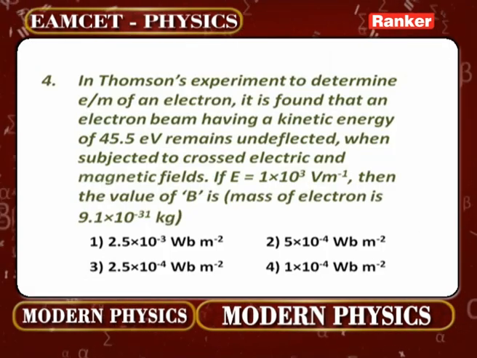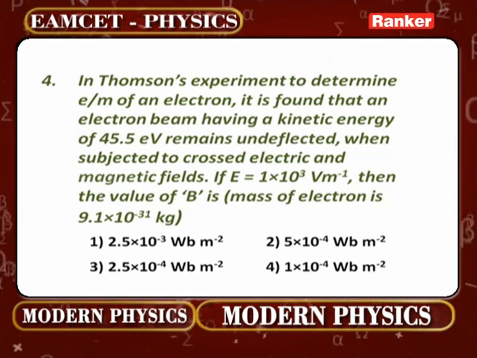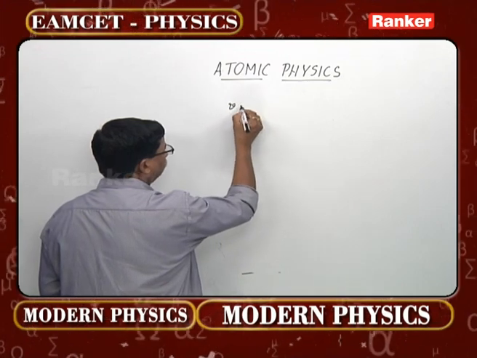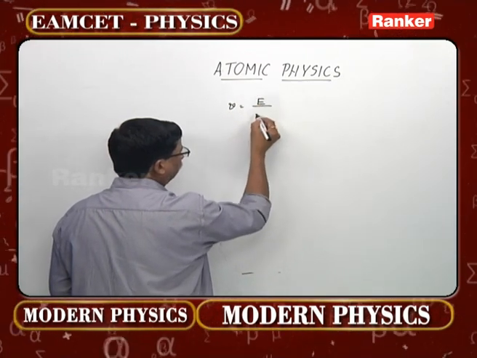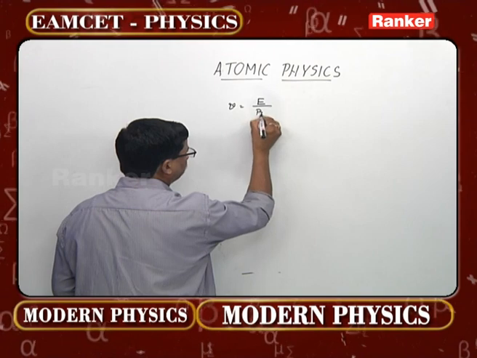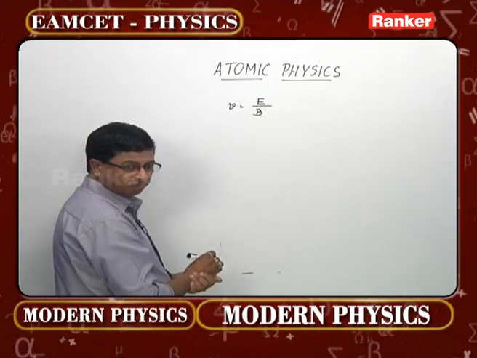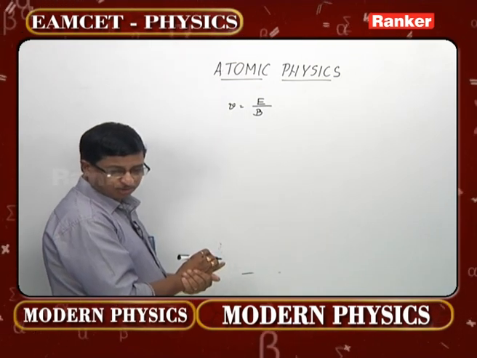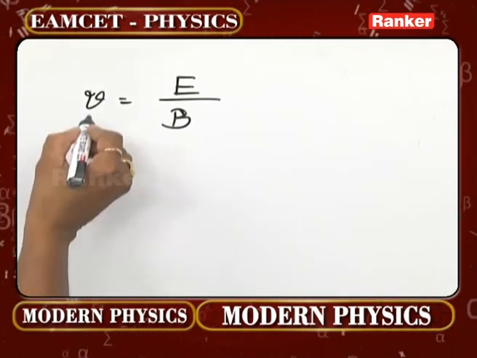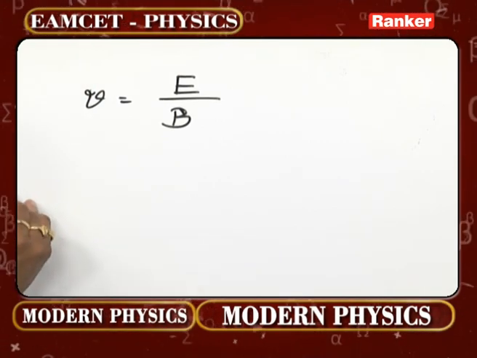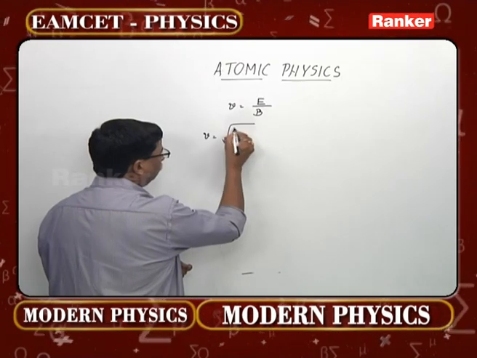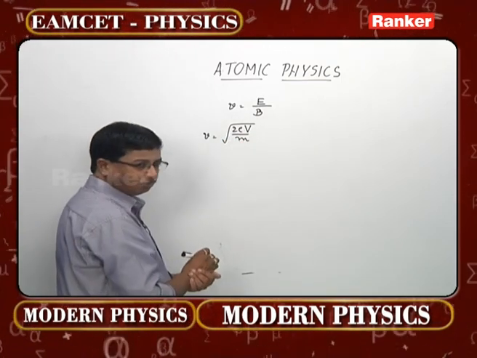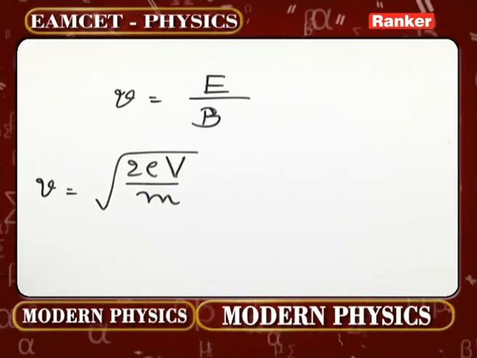Just look at what he is talking about. The electron beam is undeflected. That is the first concept. Electron beam undeflected means the condition I have given you: velocity must be equal to electric field strength by magnetic induction, E by B. That is the formula for us. And what is the value of velocity? That is the thing we have to take. V is equal to under root 2eV by m. All of us know very well the half mv square equal to eV formula.